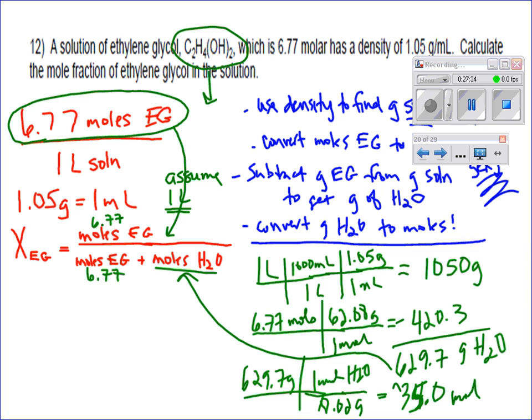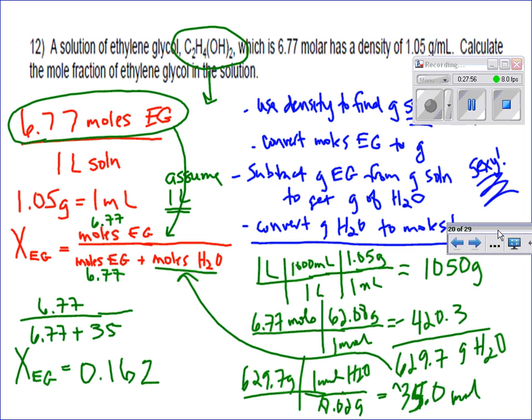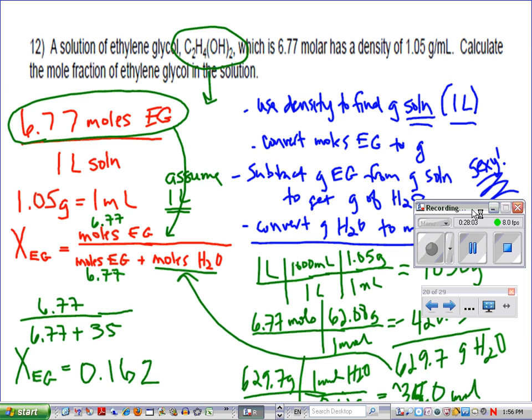All right, so I have 6.77 over 6.77 plus 35. So what is my mole fraction of ethylene glycol? 0.162. Voila. Isn't that an awesome problem? Yes, Demo, that's awesome. All right, no questions? Happy Turkey Day.